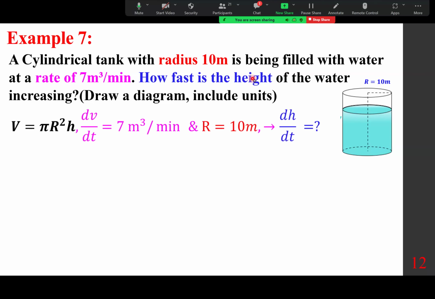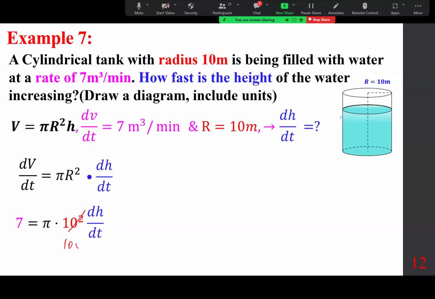I'll quickly show you two different ways. First, understand that R is fixed. R is fixed, everybody. When R is fixed at 10 meters, if you want to differentiate this, dV/dt gives you pi r squared, which is fixed. Pi is a number, R is a number, times dh/dt. And so now this is 7, R is 10, so 7 is 100 pi dh/dt, divide by 100 pi, and this is your exact answer. I'm going to keep it as that. dh/dt is 7 over 100 pi meters per minute, units of the height over the units of time.